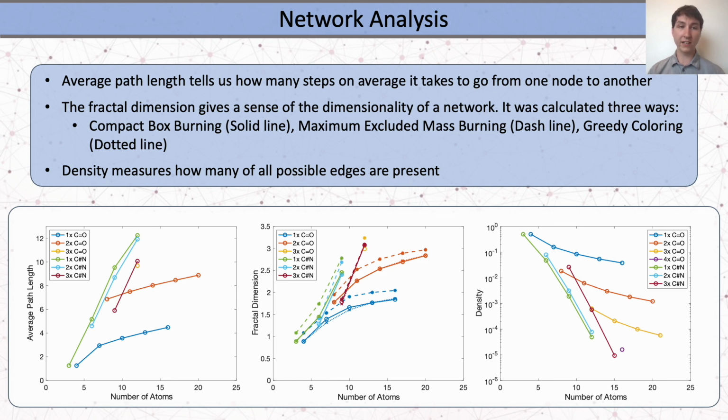Another measure that we can look at is density, which measures how many of all possible edges are present in our network. And we can see as the number of atoms is increased, our networks become more and more sparse.